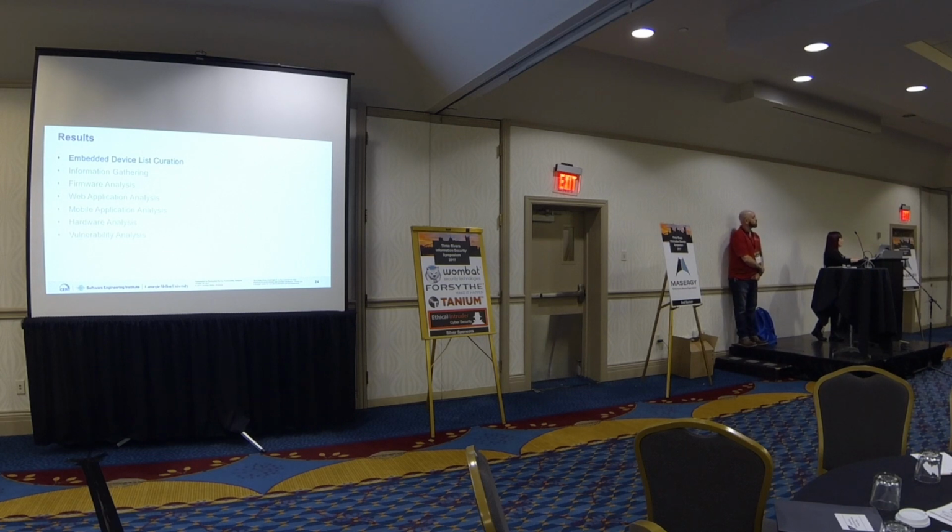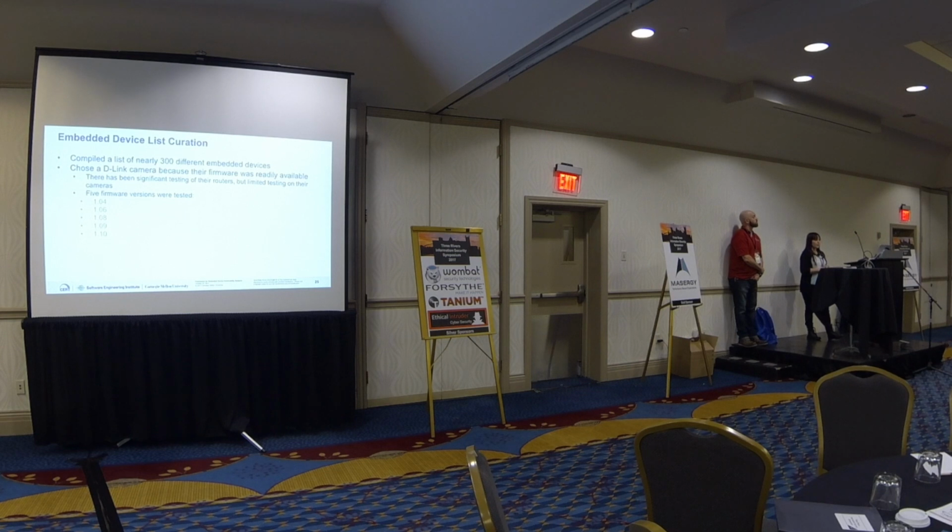So starting with the curation, how we decided to pick this camera. We compiled a list of all these devices and all the information about them: prices, firmware availability, if it's still being maintained, all that fun stuff. We decided to go with D-Link because their firmware is freely available for download on their website. We knew that we would have no issue getting their firmware. This camera was also relatively inexpensive, so we knew we would have no issue getting the physical camera itself. We tested 5 different firmware versions for this camera: 1.04, 6, 8, 9, and 10.